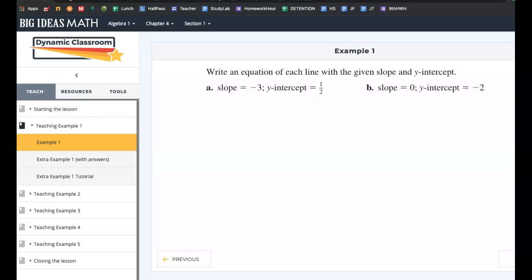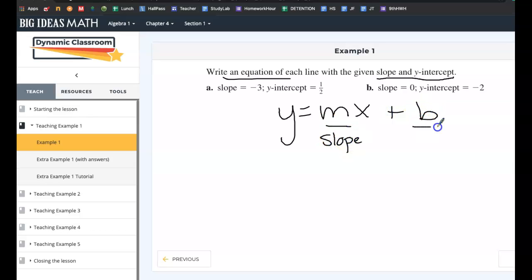All right, so we are in your books on page 176 if you want to follow along. I'm looking at example 1. We're going to write an equation in slope-intercept form. If you remember, slope-intercept form is y equals mx plus b. M is your slope, b is your y-intercept.